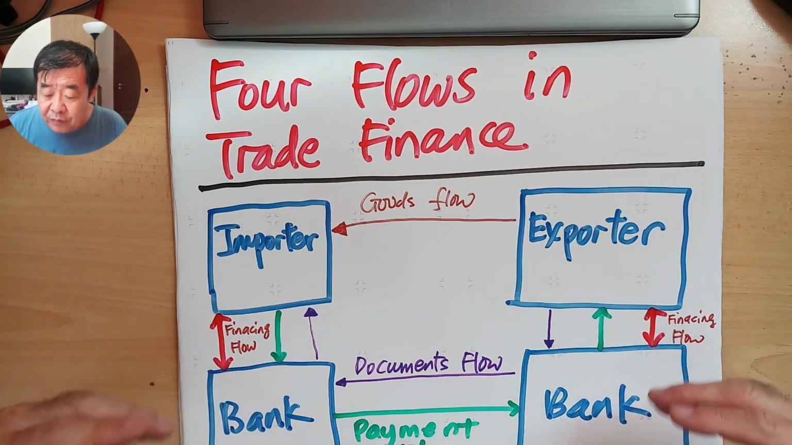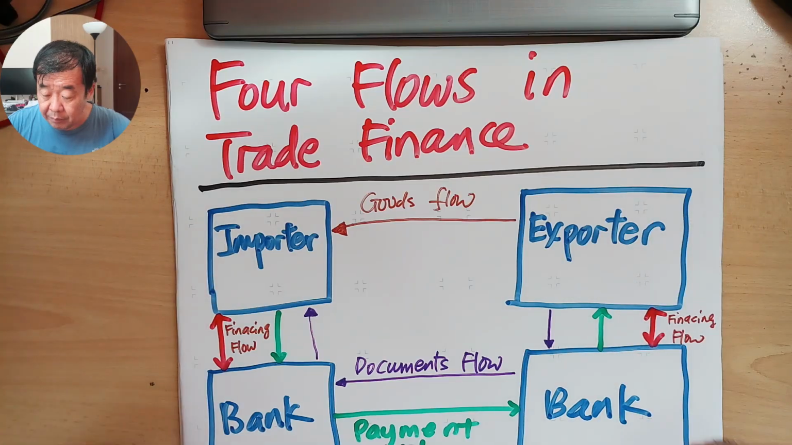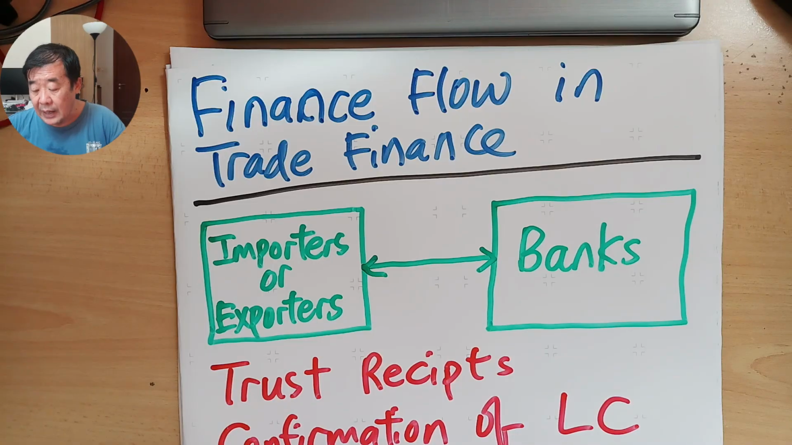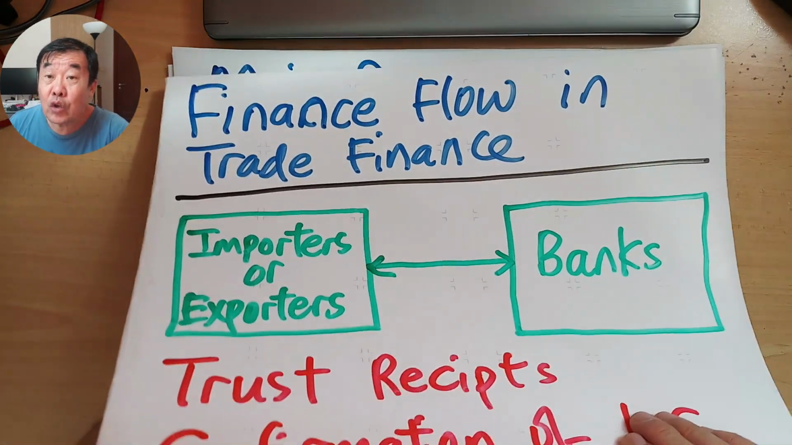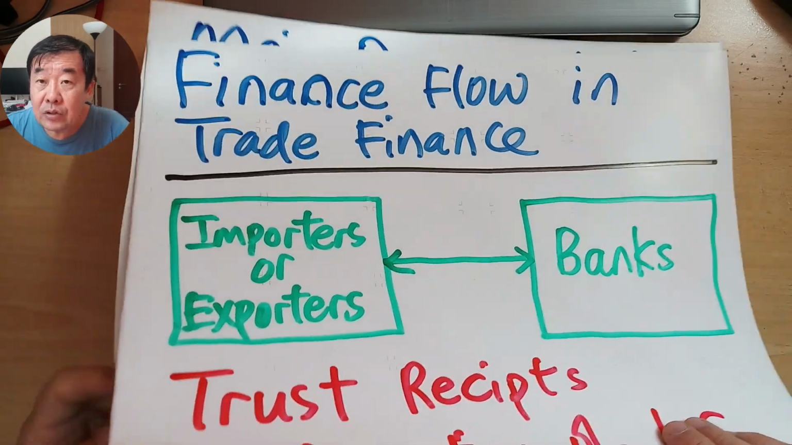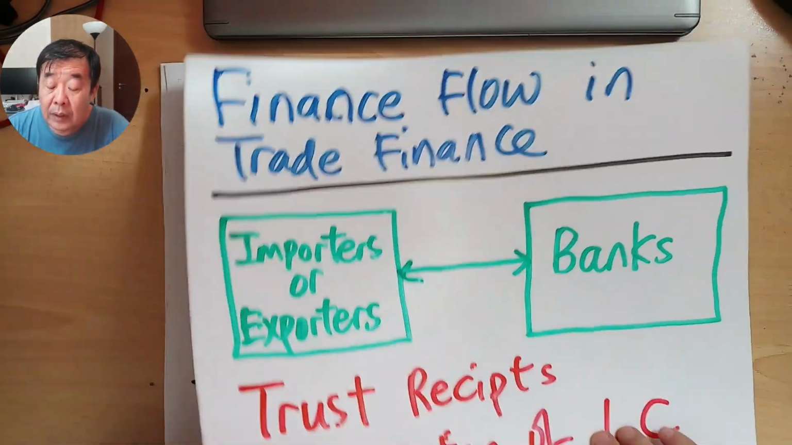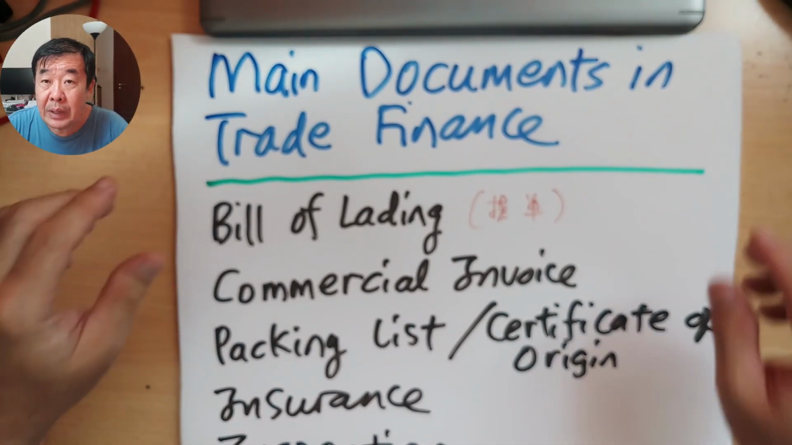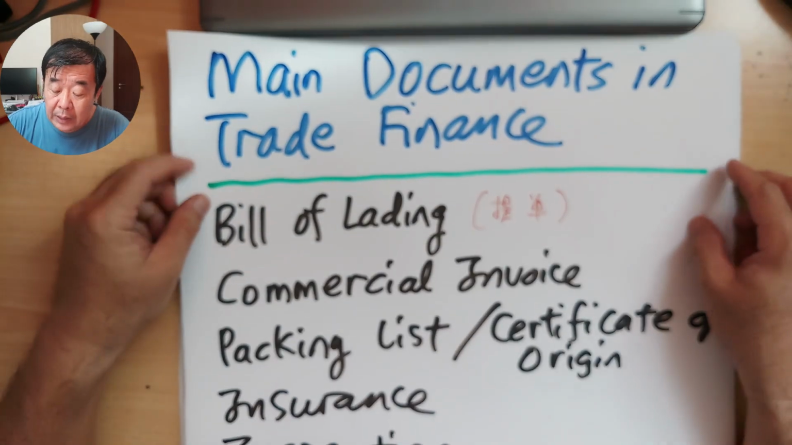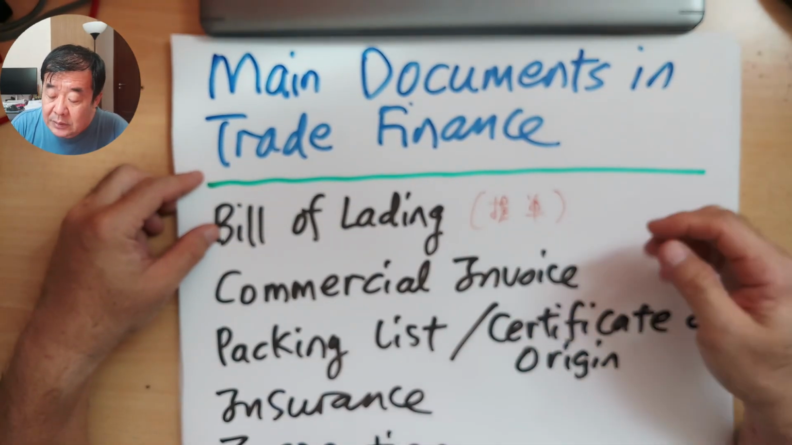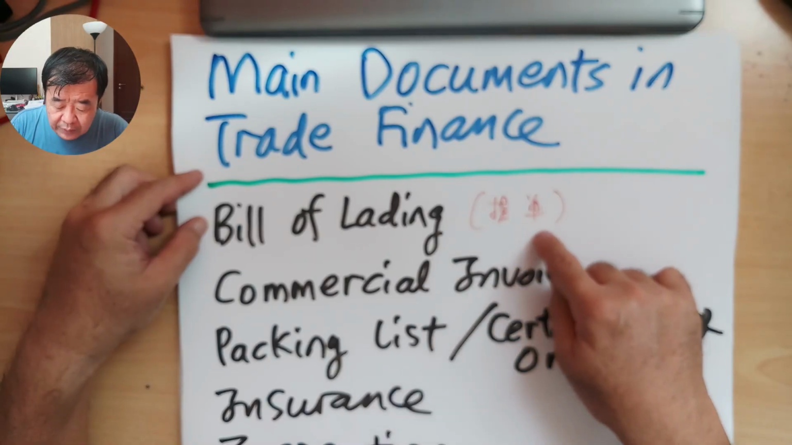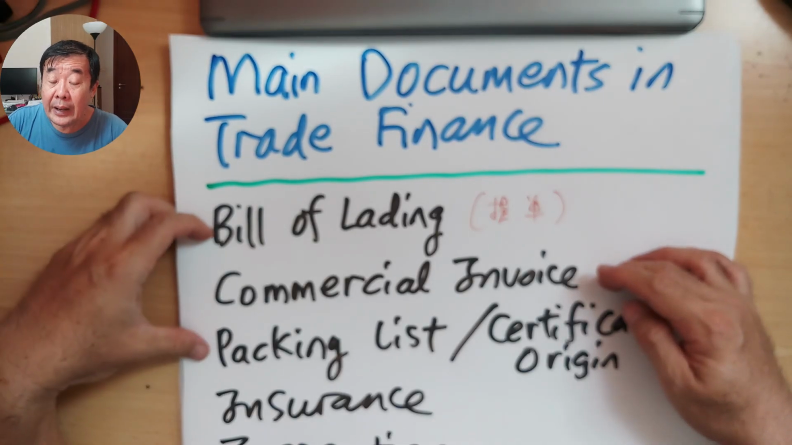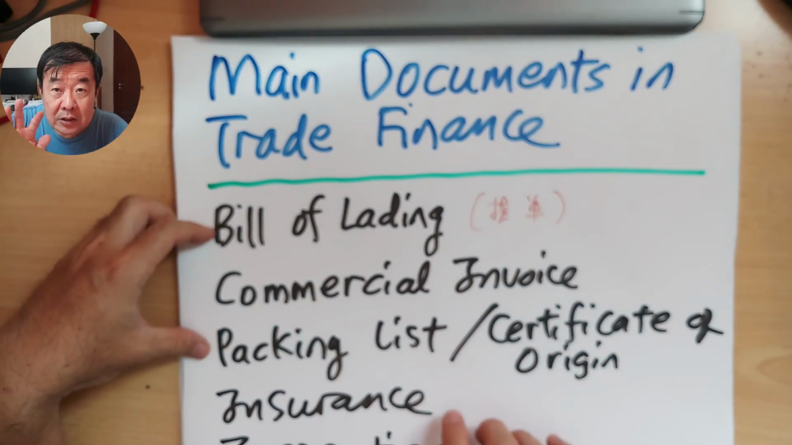Now I want to go further into details. Like I just mentioned, maybe I swap the slide a little bit. I just mentioned there is a document flow in trade finance. So the documents that the exporter needs to provide will be the bill of lading, in Chinese called 提单, which will be issued by the shipping company, the commercial invoice, the packing list, the certificate of origin, and the insurance certificate and inspection certificate. And then all these documents will be given to the exporter's bank.